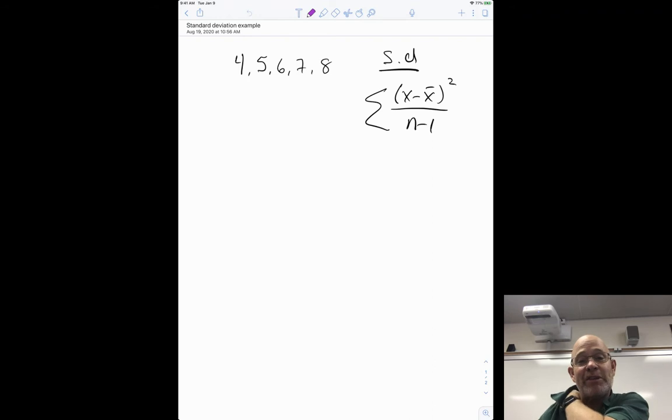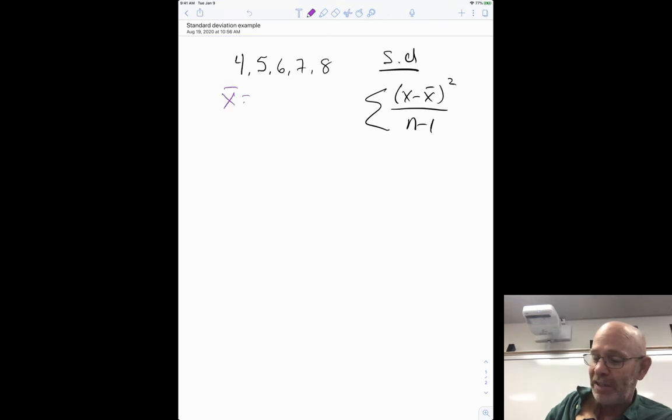The first thing we need to know is to find the average. 4 plus 5 is 9, plus 6 is 15, plus 7 is 22, plus 8 is 30. I made that work out nice for you. You can use a calculator. It's not always going to work out nice for you. So 30 divided by 5. So the average x bar is equal to 6.